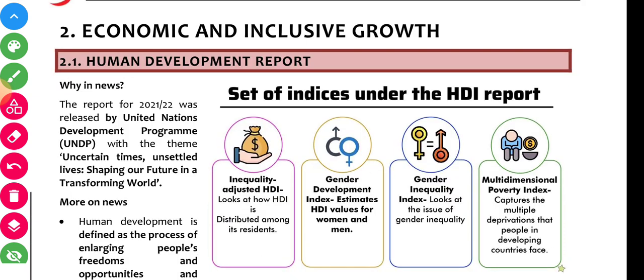Next topic is economic and inclusive growth. First is the Human Development Report. In the news, the United Nations Development Programme recently released its Human Development Report. What is the theme of this report? Uncertain times, unsettled lives: shaping our future in a transforming world. You can remember this theme related to the Human Development Report.